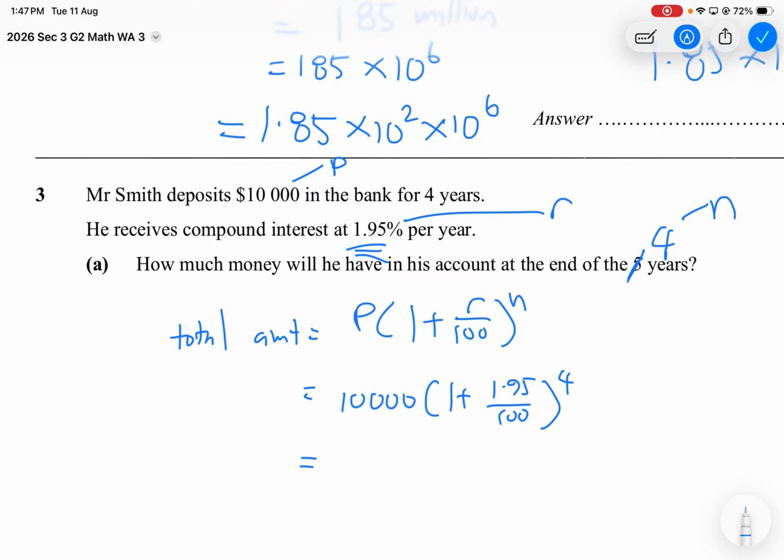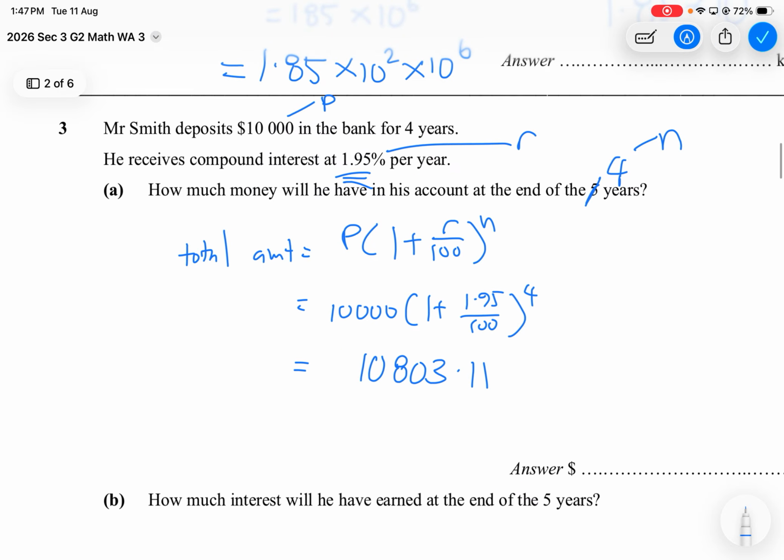Then 803.11. Mr. Sia, just 803. I remember got 0.11. Need to put 0.11. Money 2 decimal place. But for those of you never give 2 decimal place, I mark you correct also.